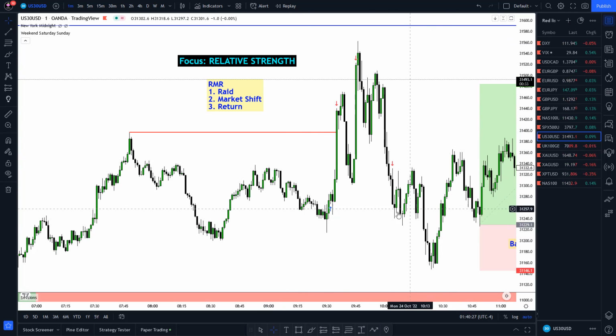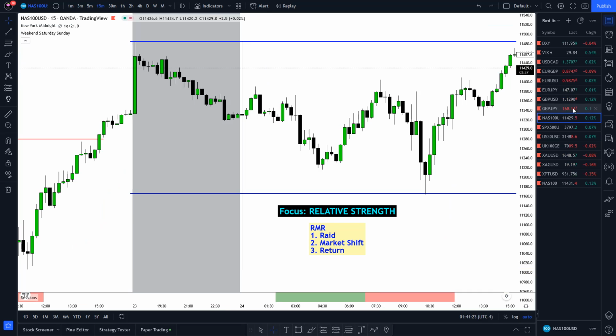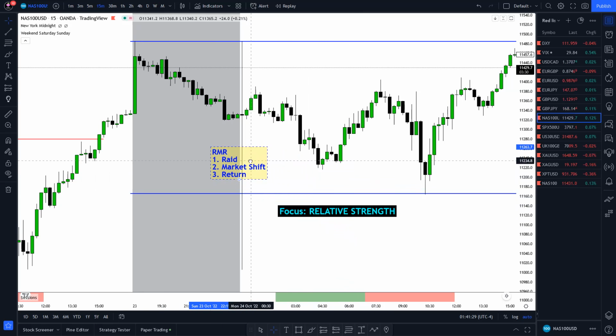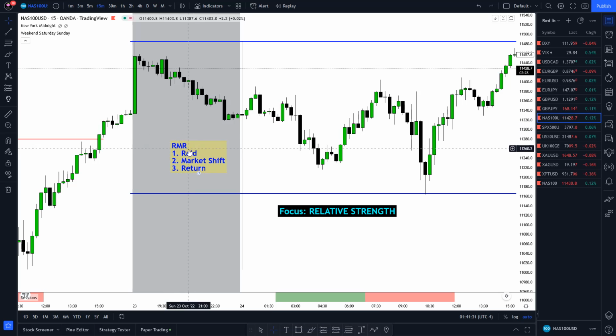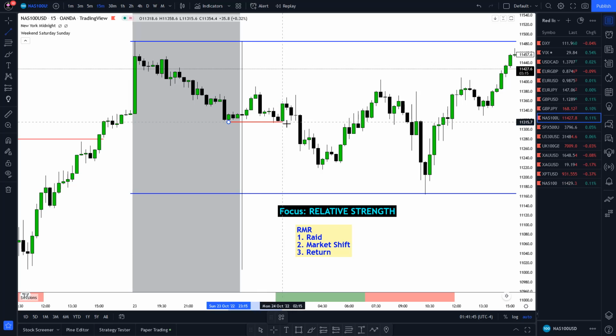I'll just go through my trade example first, and then throughout the trade I'll talk about relative strength. So I'm just on the Nasdaq chart, we're on a 15-minute time frame, and the pattern that we use to trade is called the RMR Pattern, where first we look for a raid. So we can see some relative equal lows over here. As soon as price reaches through that area, this is what we can call the raid.